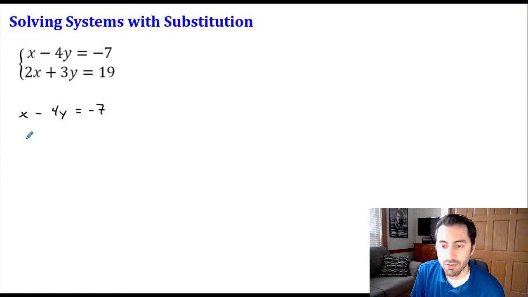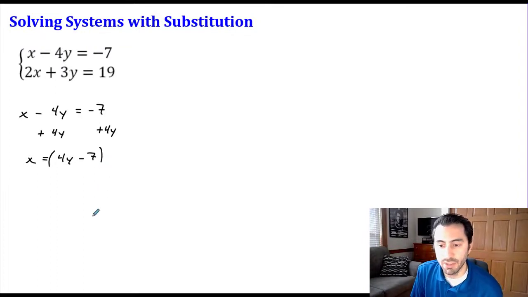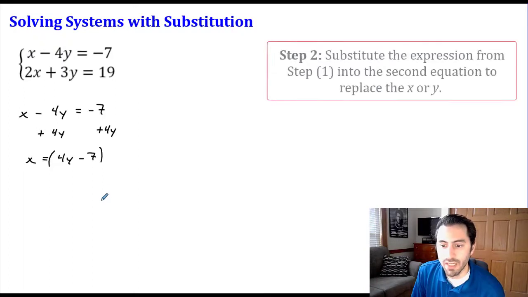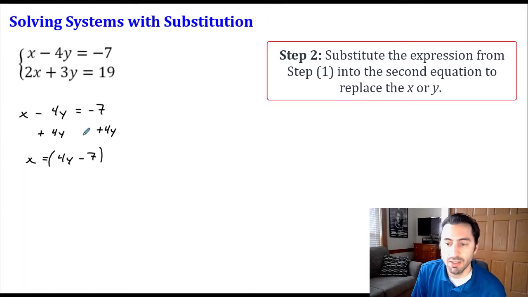If I want to isolate x, all I have to do is add 4y to both sides. And what I end up with is this expression for x. So adding 4y, we get 4y minus 7, and the x is all by itself. So what this is telling me is x is the same as this expression. It's the same as 4y minus 7. And if that's true, that means I can take this expression and substitute it in for x in my second equation, and that's going to give me an equation that only has y's. So let's take a look at that.